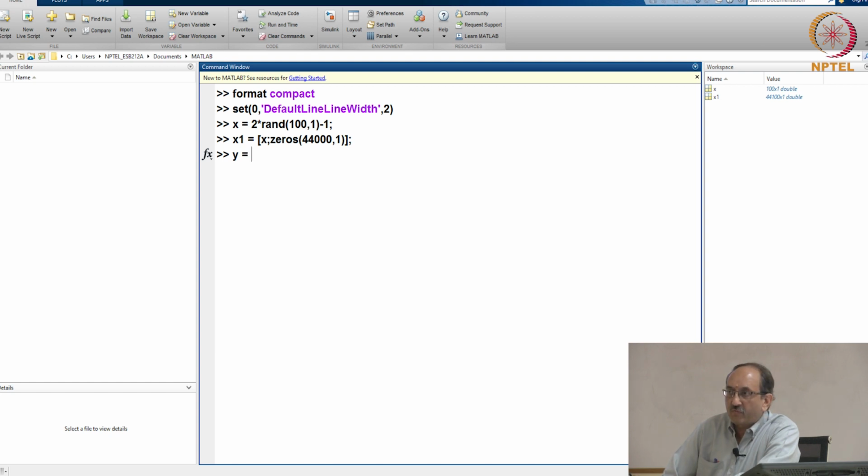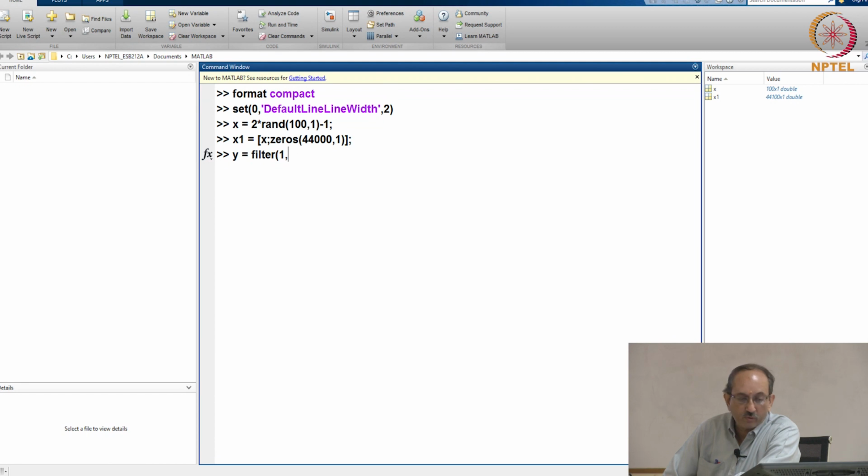A filter has the form filter(b, a, x). So b are the b coefficients of the LCCDE that we have seen, a vector of coefficients. A, again a vector of coefficients corresponding to the a coefficients in the LCCDE, and x of course is the input.